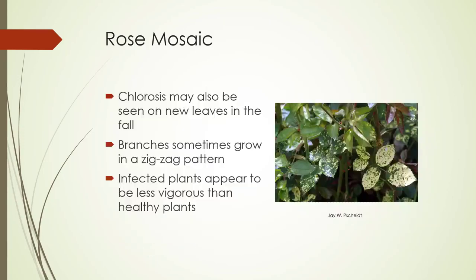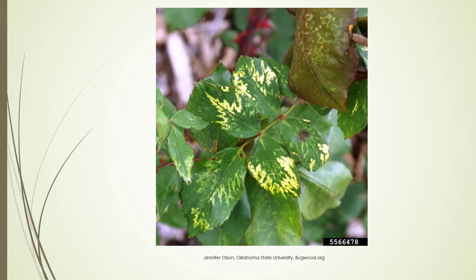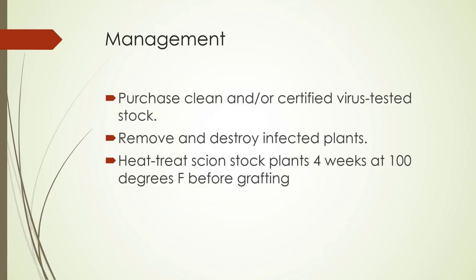So chlorosis may also be seen on new leaves in the fall. Branches sometimes grow in a zigzag pattern, and then infected plants appear to be less vigorous than healthy plants, as I've already mentioned. And here's another picture of what that can look like. So management includes purchasing clean and or certified virus tested stock, removing and destroying infected plants, and if you're going to do grafting, you want to heat treat the scion stock plants 4 weeks at 100 degrees before grafting.